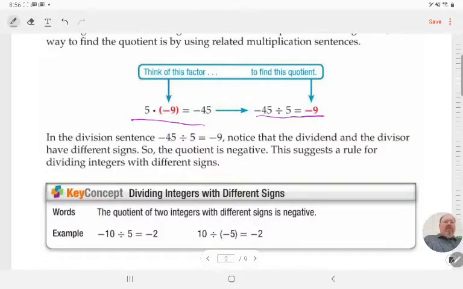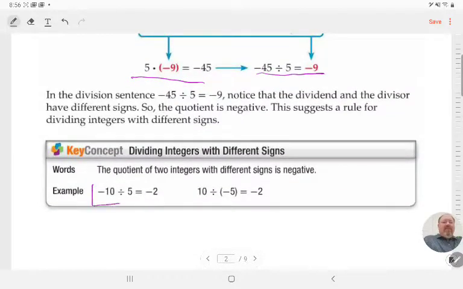And one thing that you will notice in that division problem is that the negative 45 is a negative and the 5 is a positive. Well, when you have different signs, a negative and a positive, your answer is going to be negative. Your quotient will be negative. So, for example, if I have negative 10 divided by 5, my answer is negative 2. And it doesn't matter where the negative sign is. If I put it on the 5 and I have 10 divided by negative 5, the answer is still negative 2. Okay? So if you have different signs and you divide, just like in multiplication, you're going to have a negative answer.